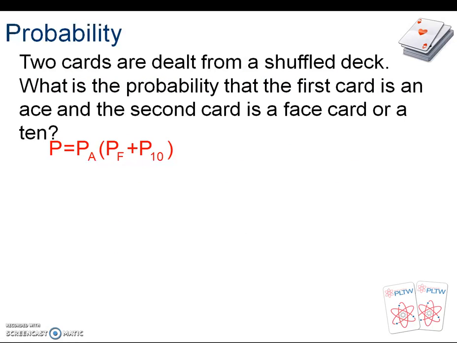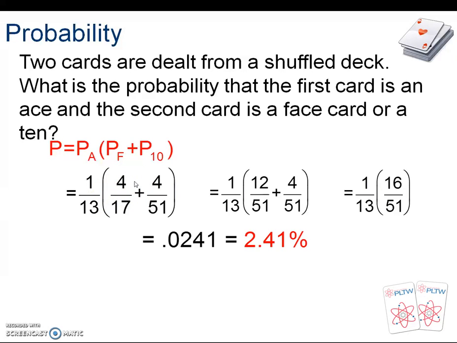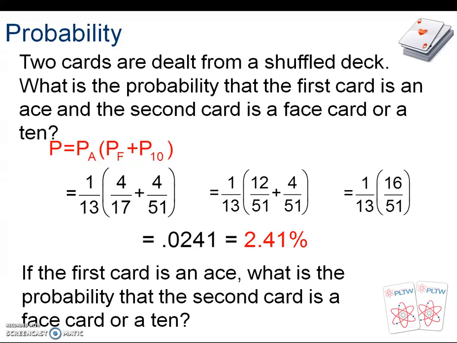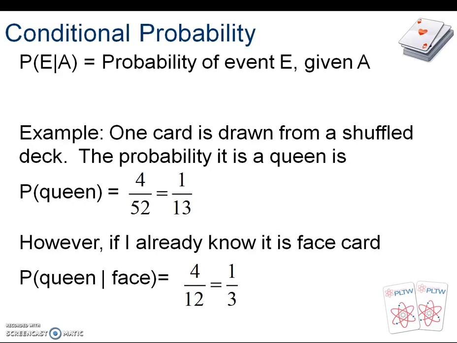So then we take our probabilities. Again, our first probability is an AND, and then our second one is an OR, so you add them up and put that into your calculator. It gives us 2.4%. So if the first card is an ace, what is the probability the second card is a face card or a 10? 31.37%.